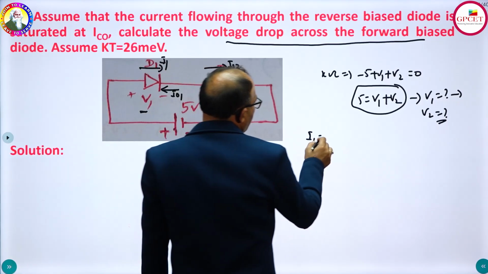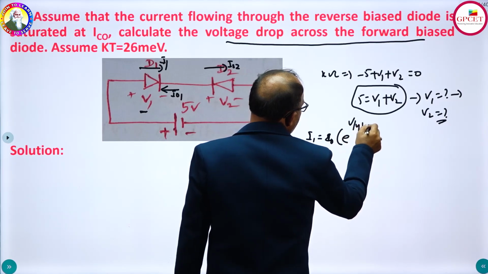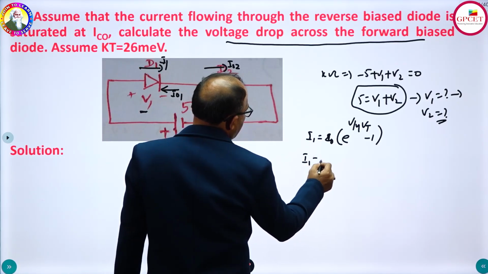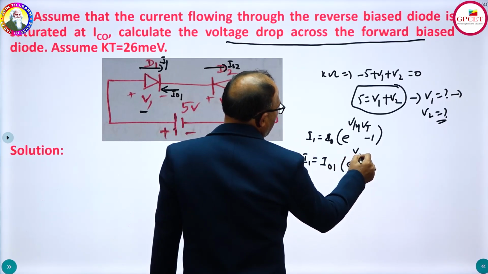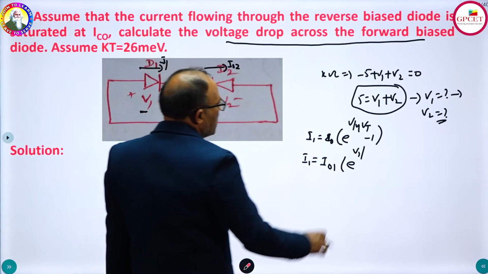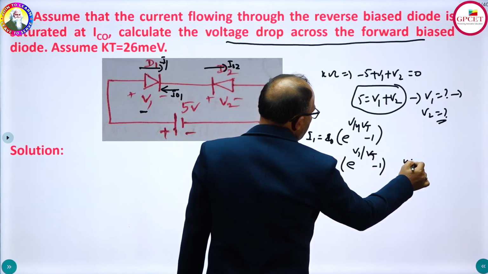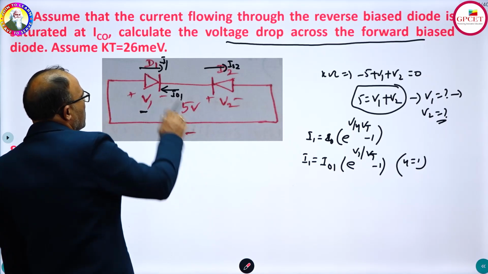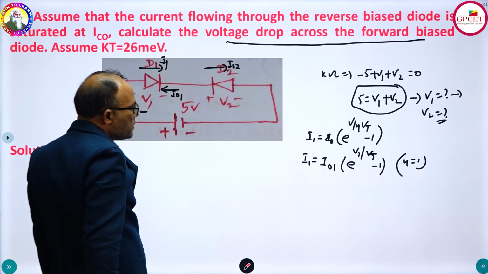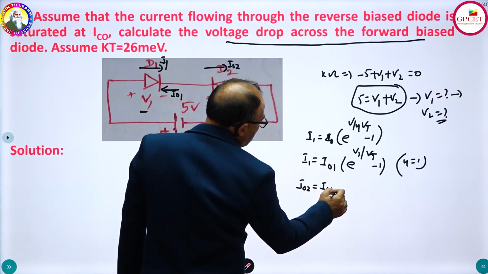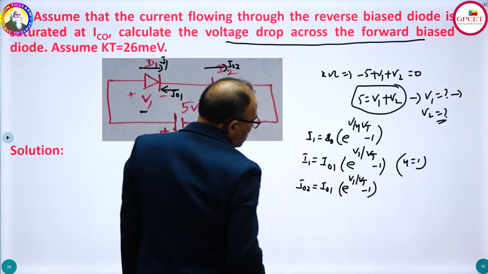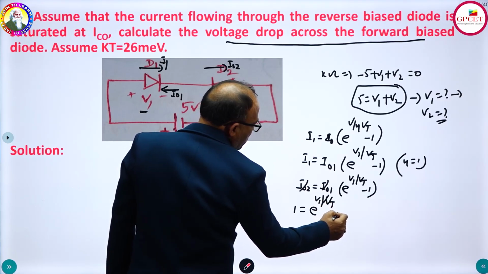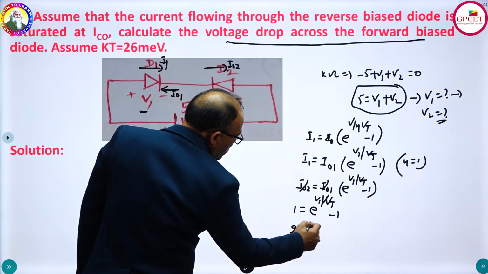Now I1 is equal to, I have an equation I0 into e power V by eta Vt minus 1. So from this equation, I1 is equal to the reverse saturation current I01 into e power V1 by Vt, since it is a germanium diode, as we saw in the last class, and eta is equal to 1 for a germanium diode. I1 is equal to I01 into e power V1 by Vt minus 1. Similarly, I1 is also equal to I02, since both currents are flowing like this. So I1 can also be written as I02 into e power V1 by Vt minus 1. Both cancel, so 1 comes over here like this: 2 is equal to e power V by Vt.